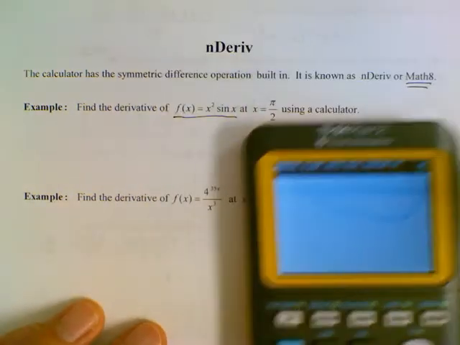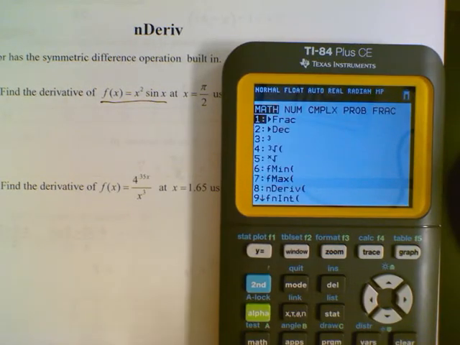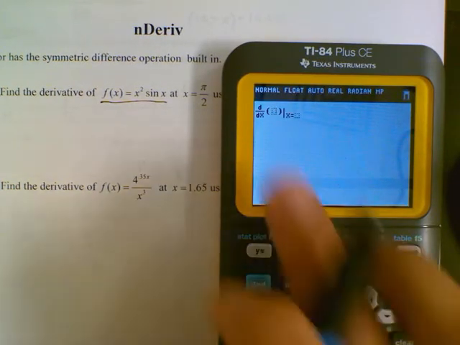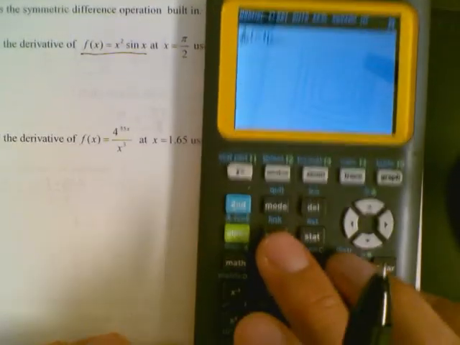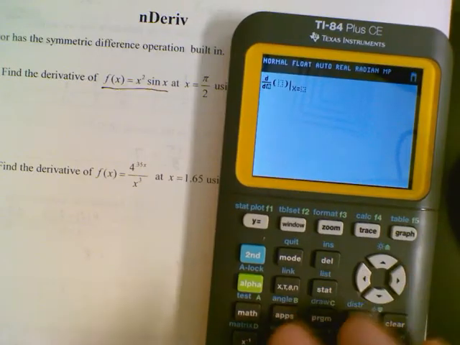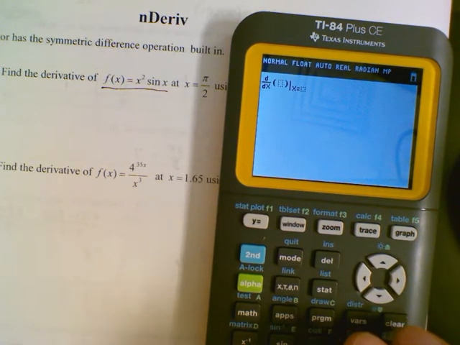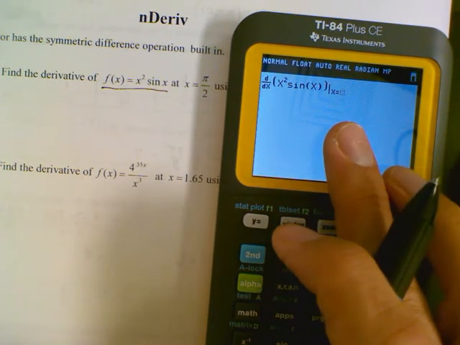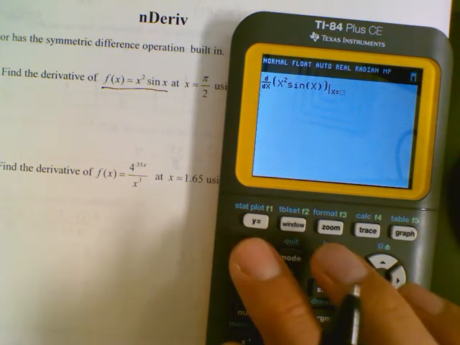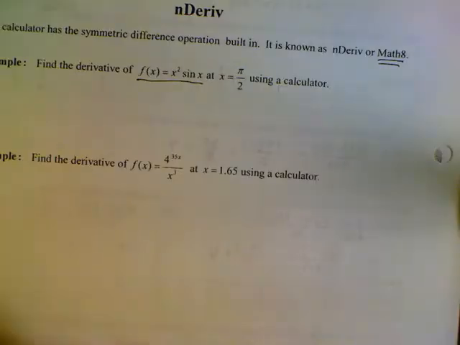Okay, so from there, we're just going to type in Math 8, and it brings up Leibniz notation, and you type in the d/dx, you have to type in X. That X button is up here, next to the alpha key. You don't push alpha to get it, you just push that key. Then you're going to type in x squared sine x, exactly like it is, and then it says where is x, what is x equal to? Well, x is equal to pi over 2. And we type that in, and check us out.